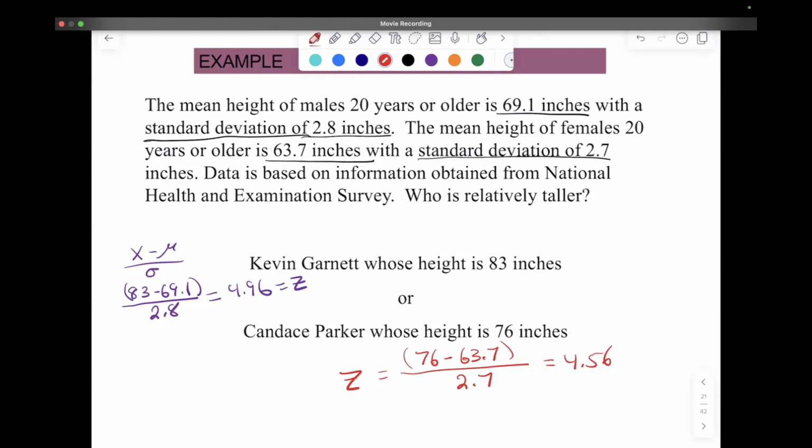So to put this in perspective, remember that an outlier is any value more than 2 standard deviations away from the mean. Therefore, an outlier is anything with a z-score beyond 2. These two very, very tall people are almost 5 standard deviations above the mean. That's crazy. They're definitely in the 0.15%. However, Kevin Garnett is relatively taller because his z-score is larger than Candace Parker's z-score.